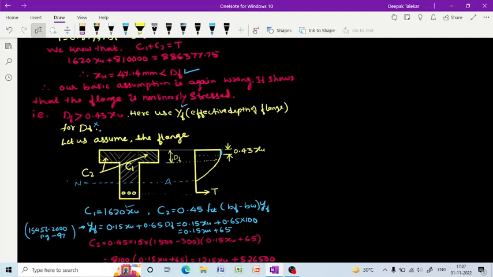Now as per IS 456 2000, page number 97, they have given the formula for YF. YF is equal to 0.15 XU plus 0.65 DF. Now substitute the value: 0.15 XU plus 0.65 into 100. So this becomes 0.15 XU plus 65.